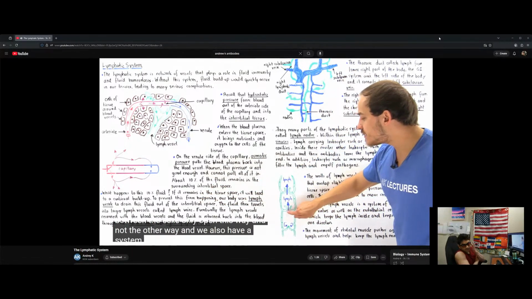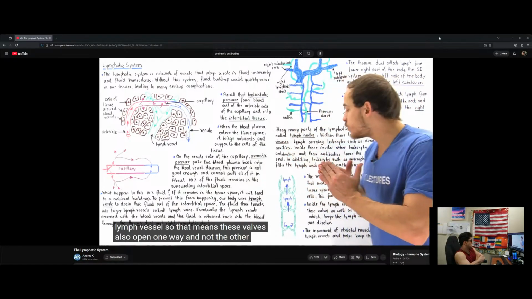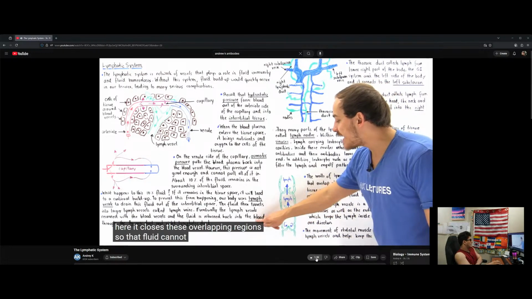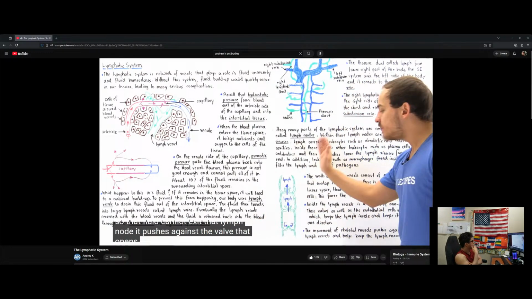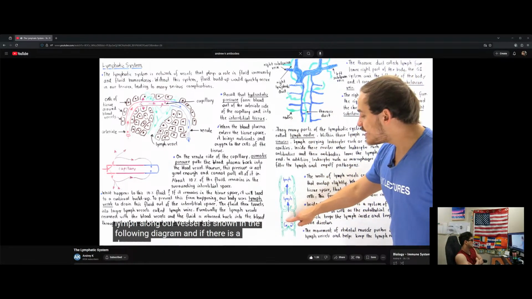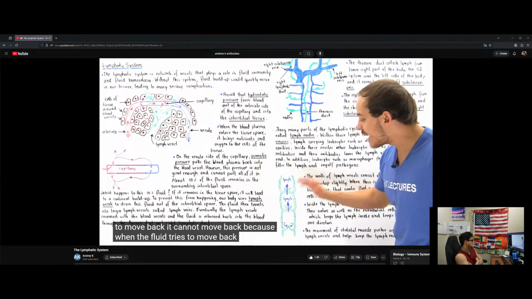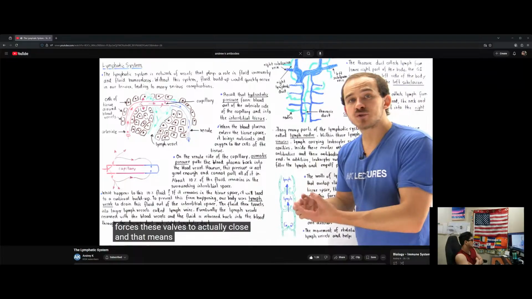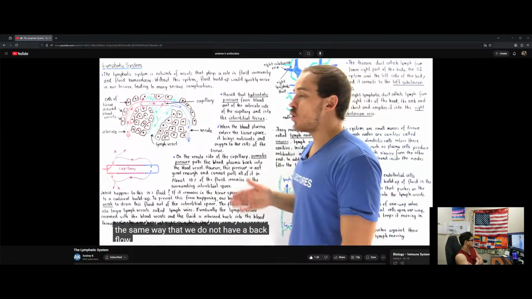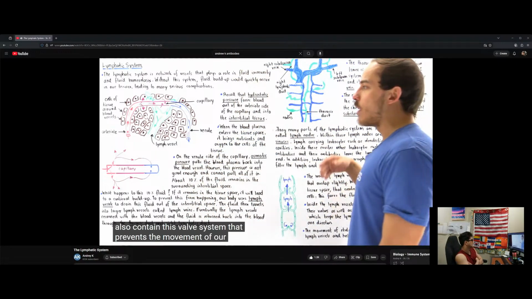And we also have a system of one-way valves found along the lymph vessel. So that means these valves also open one way and not the other way. So when there's a buildup of pressure here, it closes these overlapping regions so that fluid cannot exit. It pushes against a valve that opens up, and that allows the movement of lymph along our vessel as shown in the following diagram. And if there is a decrease in pressure and it wants to move back, it cannot move back because when the fluid tries to move back, it forces these valves to close, and that means we do not have a backflow of lymph inside our lymph system in the same way that we do not have a backflow inside our veins. Remember, the veins also contain this valve system that prevents the movement of blood back.